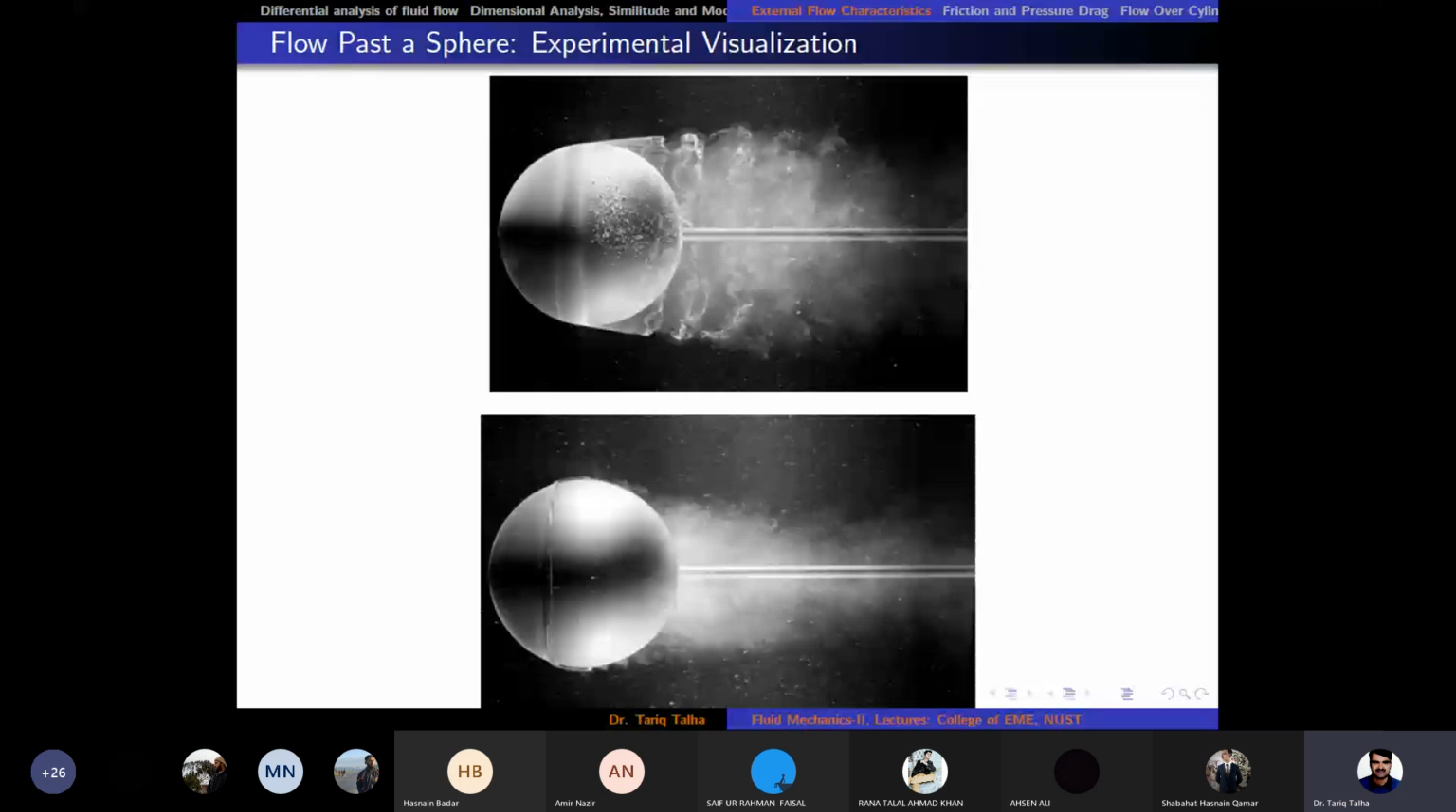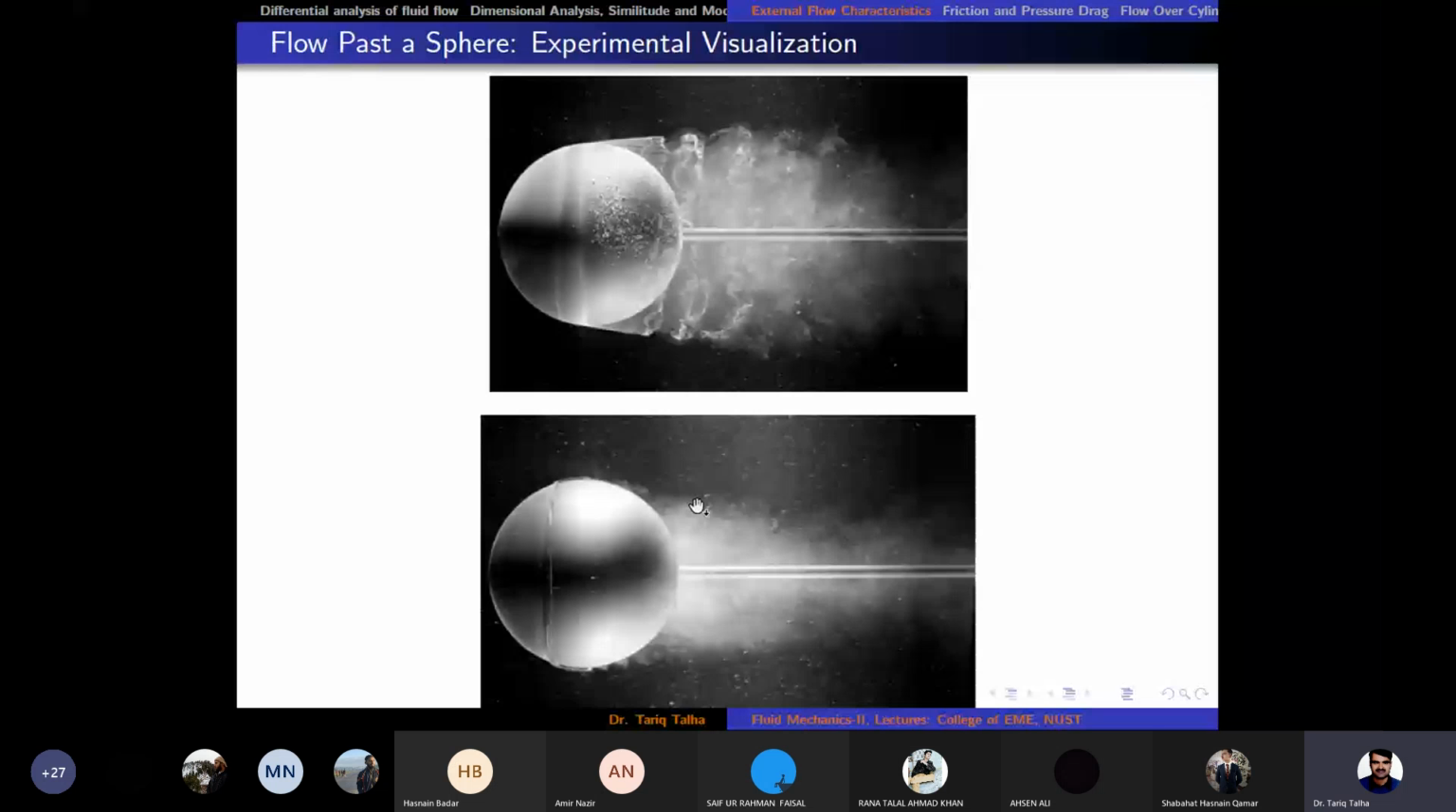Okay, and that is the other reason that we create patches on a football, because we also want to have that turbulent effect, so that the kick of the ball would travel the ball quite far away in the air. Because if the flow is turbulent inside the boundary layer, the wake region would be less.